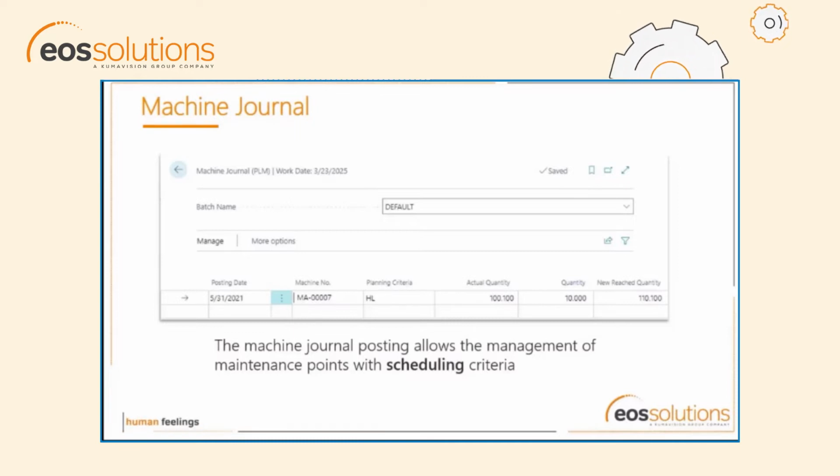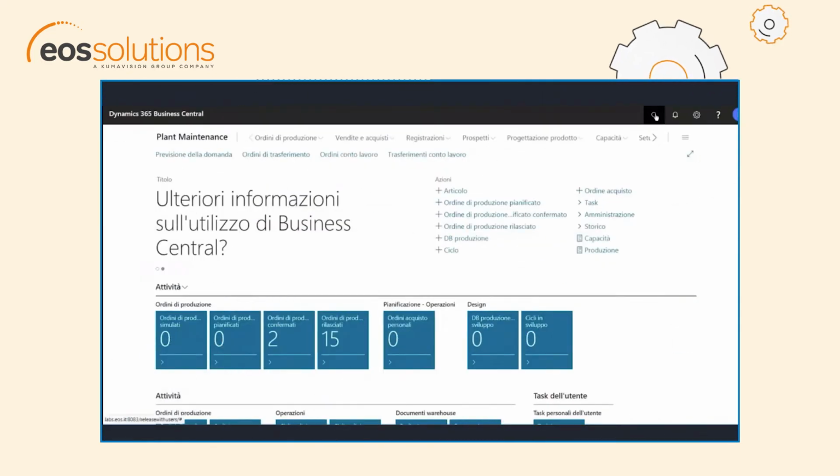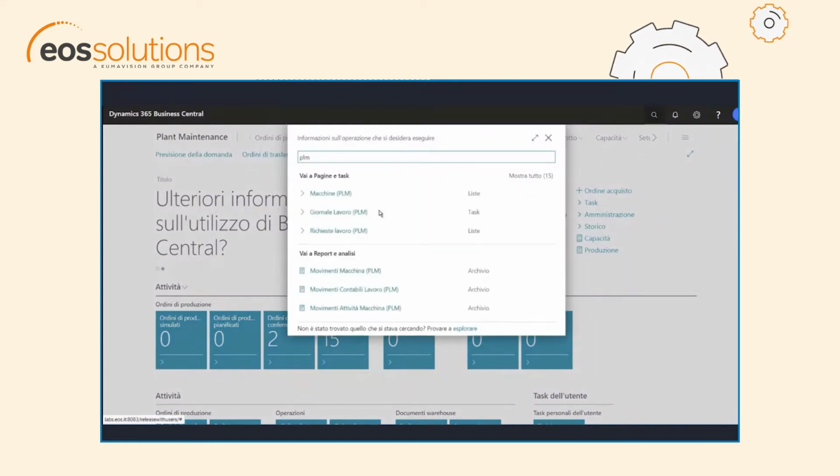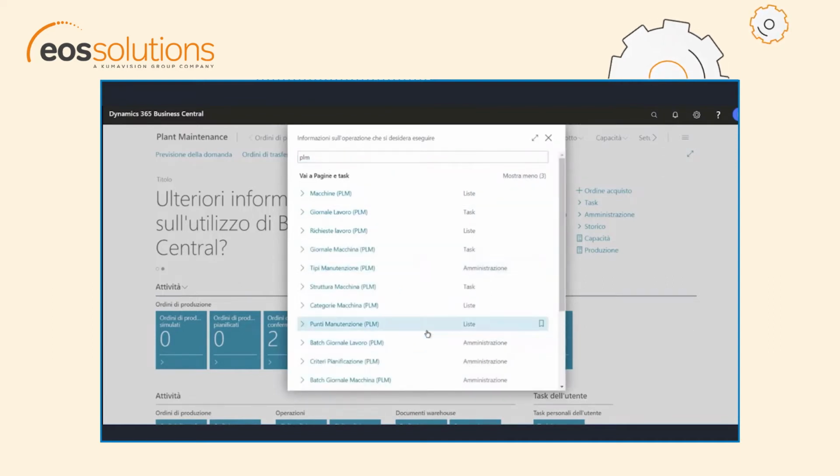At this point, let's move on to another business case. First of all, let's say that all the plant maintenance features are searchable via the PLM tag, which allows us to see all the features of the app. Let's open the plant maintenance setup for a moment, a very simple setup, in the sense that I can define the serial number for the machines.